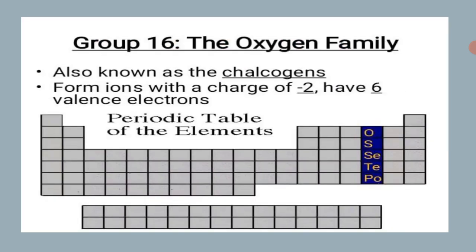The group 16 elements are called the oxygen family, also known as chalcogens. It forms a charge of -2 and has 6 valence electrons. Oxygen is a colorless, odorless, tasteless gas. It is readily dissolved in cold water. It is highly reactive and forms oxides with almost all the elements except noble gases. Liquid oxygen is strongly paramagnetic.